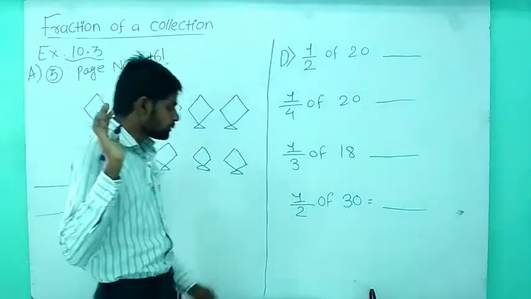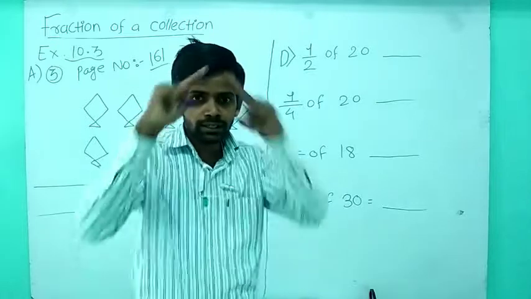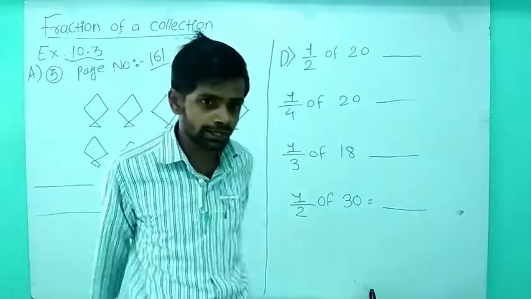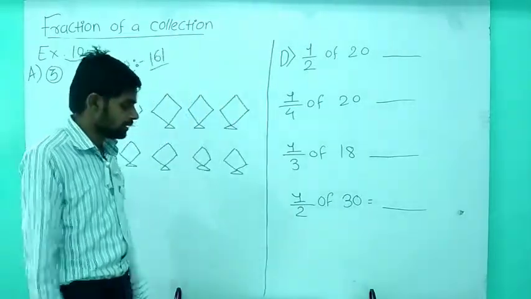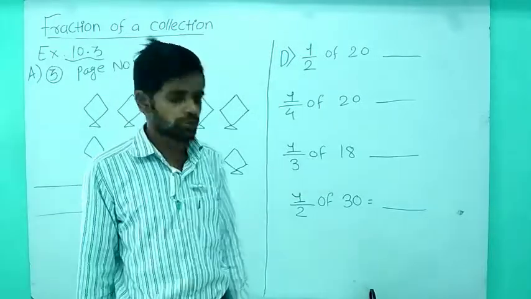Okay. So now this is a question number 3 on page number 161. There is a kite. देखो kite है वहाँ पर. हाँ, okay. उसके ऊपर pencils है and at the top there is a balloon. So what we have to do?